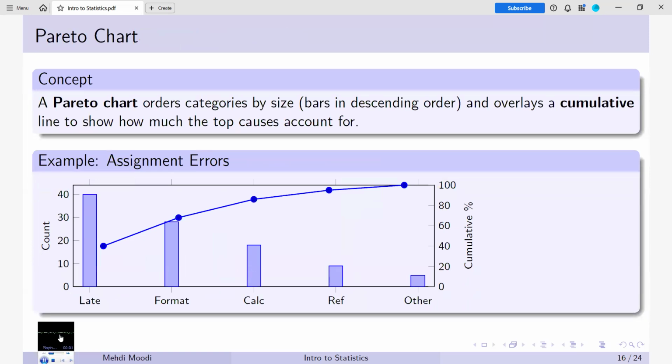Bars sorted by frequency. Line shows cumulative impact. Here, late plus format already covers 68% of errors. Fix those first. This chart is named after Vilfredo Pareto, an Italian economist and sociologist. The Pareto principle, also called the 80-20 rule, says, in many situations, a small part of the causes produces most of the results. For example, in business, 20% of customers often bring in 80% of the revenue.